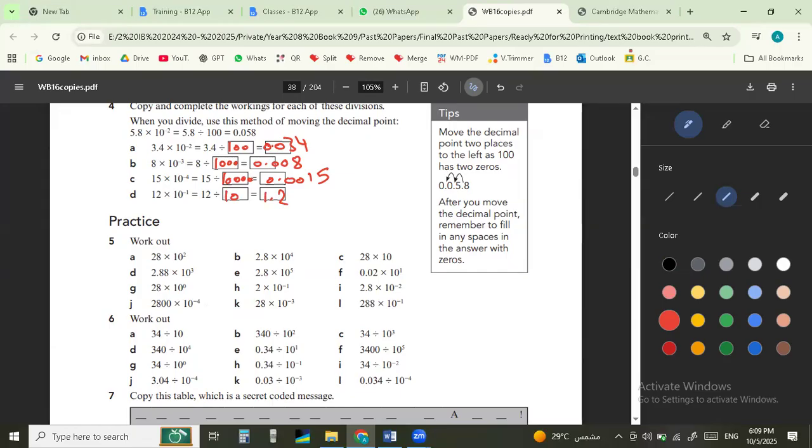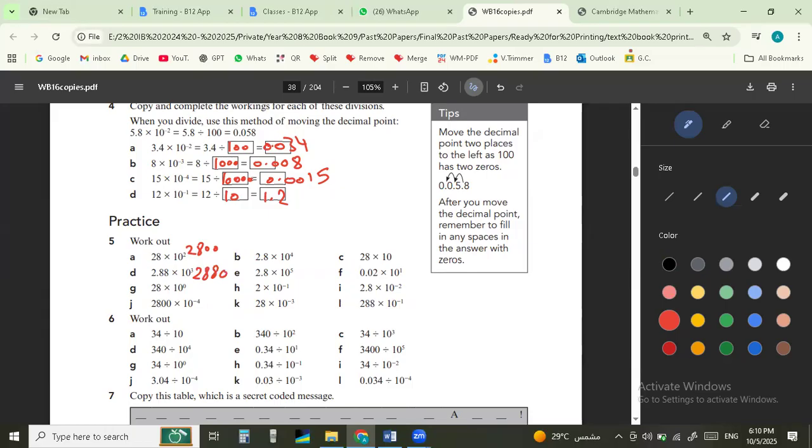Work out 28 times 10 to the power of 2, just simply like what we've done over there. This is going to be 2800. Here, I'm going to multiply it by 10 to the power of 3. So you move it three digits to the right. It's 2880. Three digits to the right.